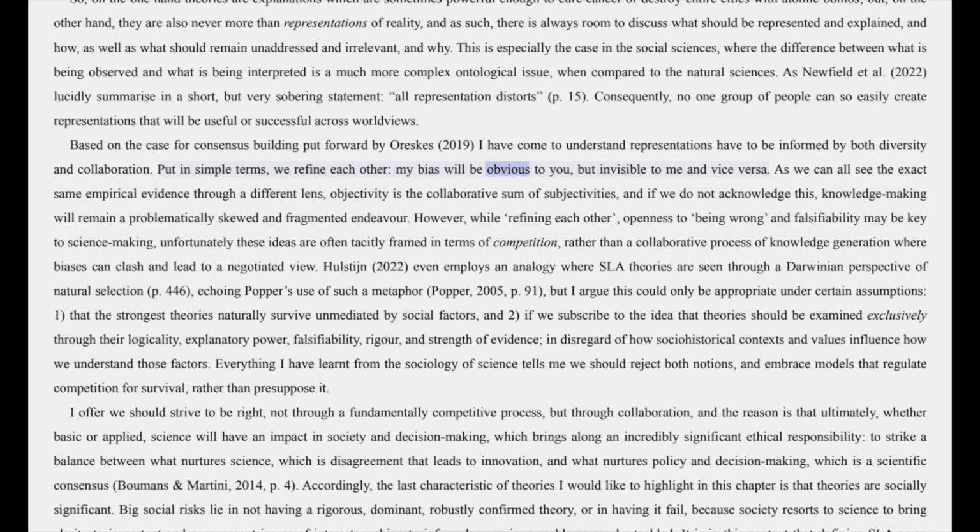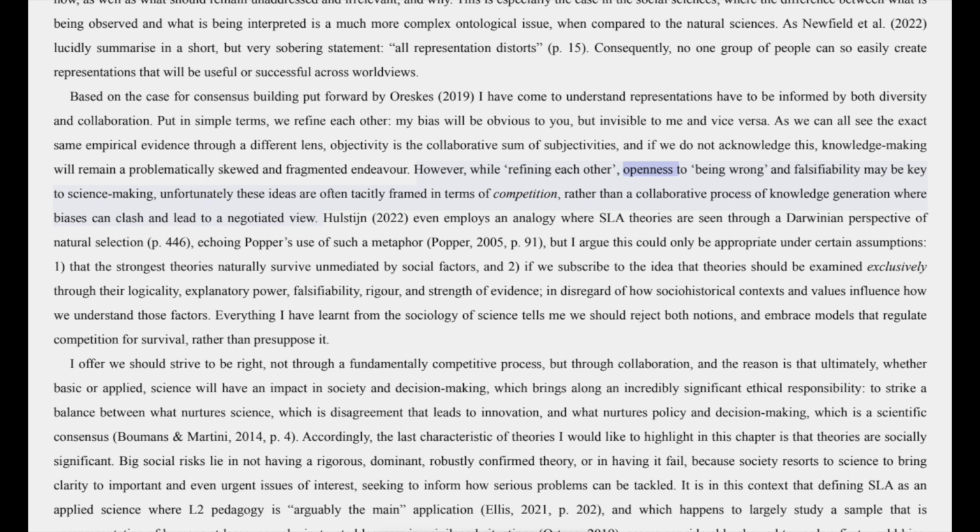My bias will be obvious to you, but invisible to me, and vice versa. As we can all see the exact same empirical evidence through a different lens, objectivity is the collaborative sum of subjectivities. And if we do not acknowledge this, knowledge-making will remain a problematically skewed and fragmented endeavor. However, while refining each other, openness to being wrong and falsifiability may be key to science-making, unfortunately these ideas are often tacitly framed in terms of competition, rather than a collaborative process of knowledge generation, where biases can clash and lead to a negotiated view.